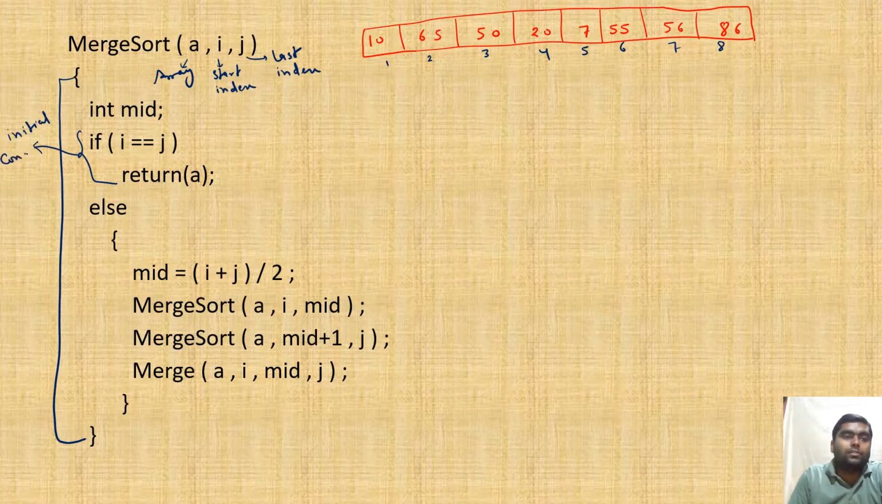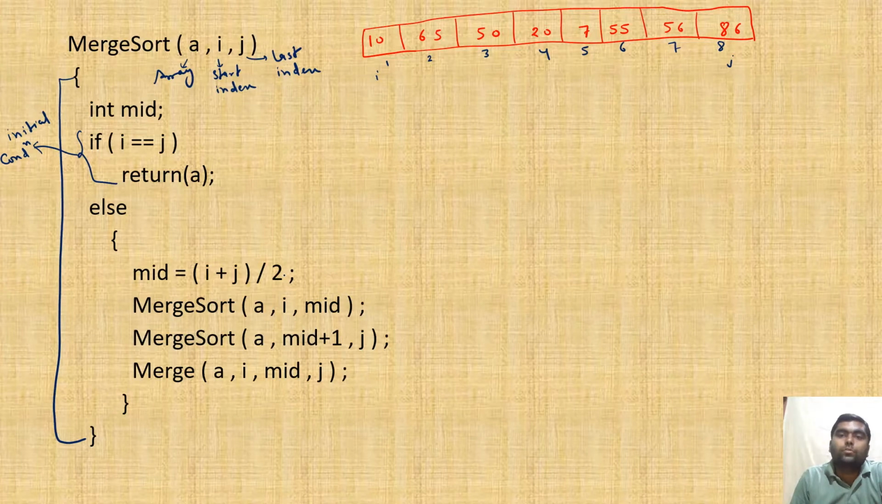Initial condition: if i equals j. In our case, i is going to be 1 and j is going to be 8. So this is i and this is j. 1 is not equal to 8, so else, mid is (i plus j) divided by 2. So 1 plus 8 is 9, 9 divided by 2. So what is going to be the answer?